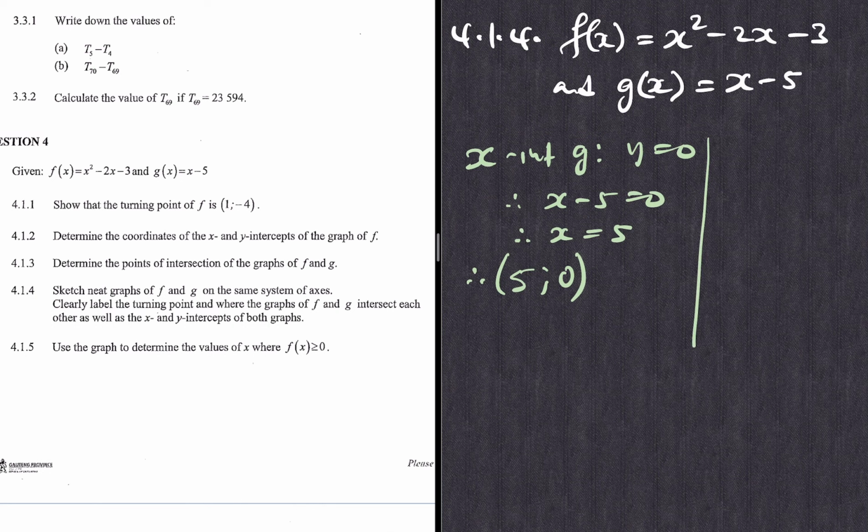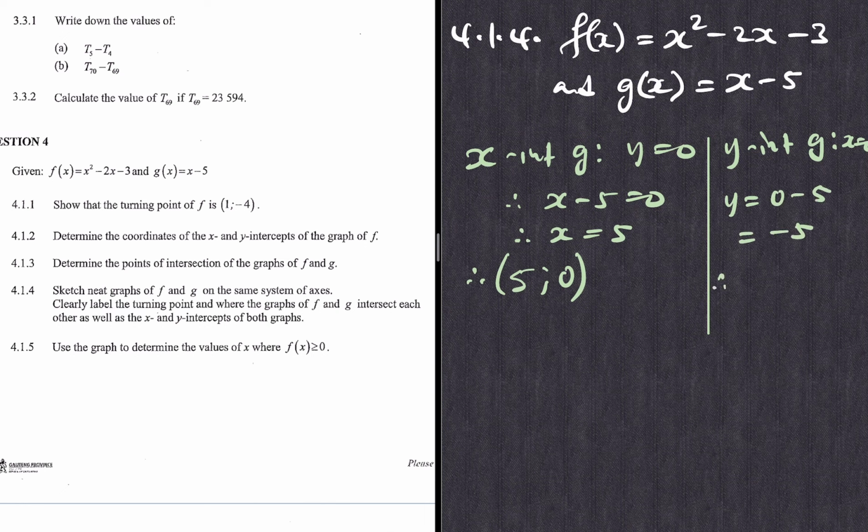You're not done. You need to get the y intercept of g. That's when x is 0. So you're going to have y equals 0 minus 5. As a result, you're going to get -5. Therefore, the y intercept of g is going to be 0 and -5. Okay, it's really simple. So the rest, you have it.